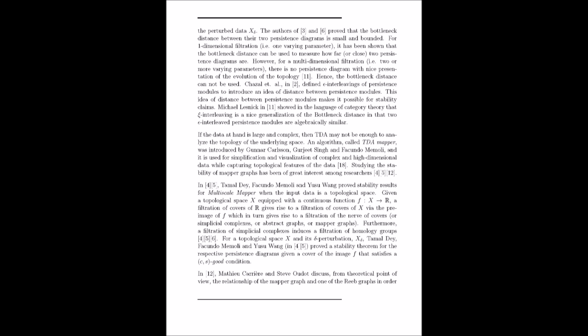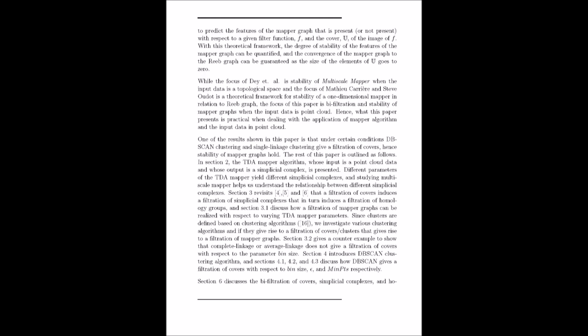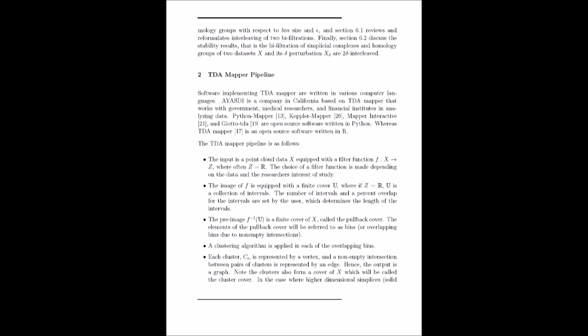Precisely. Once we've chosen our lens or filter function, we divide the data into overlapping bins. Imagine dividing our archipelago map into a grid with each square representing a bin. We then look at which data points fall into each bin. So we're grouping islands based on their characteristics as seen through our chosen lens.